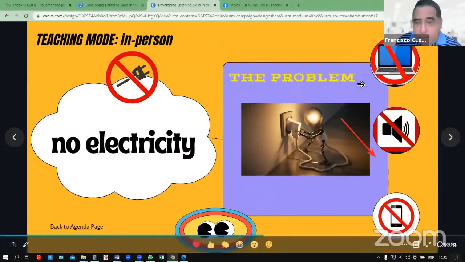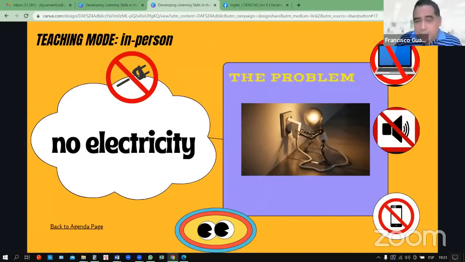No electricity. Yeah, sometimes we don't have electricity, or maybe the school has electricity, but in your classroom there is no access to electricity. So you cannot use your laptop if you are able to bring it, or you cannot use your cell phone. Maybe you have low charge. Okay, so whatever the electricity problem is causing you, we have the solution.